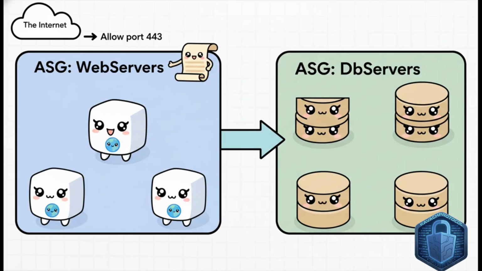And last but not least, application security groups, or ASGs. This is where things get really smart. ASGs let you stop thinking about individual IP addresses and start thinking about your application's structure. You can create a logical group called web servers, put all your web server VMs into it, and then just write a rule that says, allow traffic to the web servers group. It's so much more intuitive.